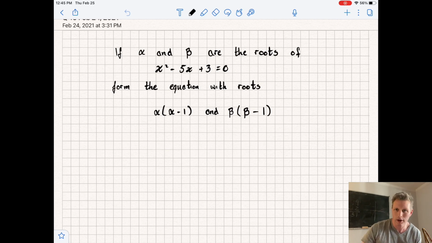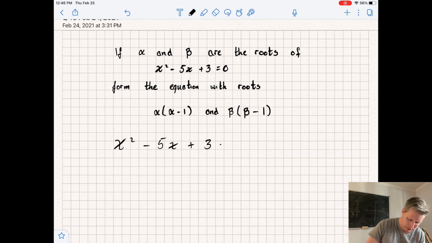Alright guys, so in this video, I'm going to answer this problem right here. It says, if alpha and beta are the roots of the function x squared minus 5x plus 3 is equal to 0, form the equation with roots alpha times alpha minus 1 and beta times beta minus 1. Okay, so we have x squared minus 5x plus 3 is equal to 0.